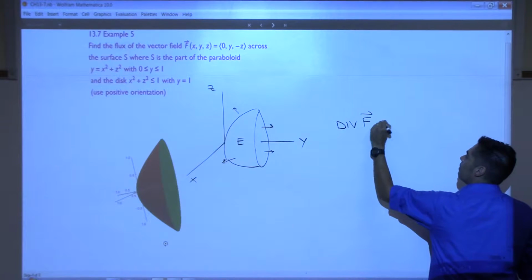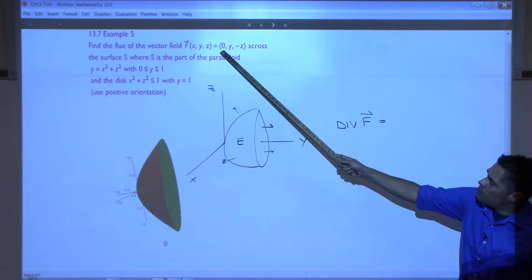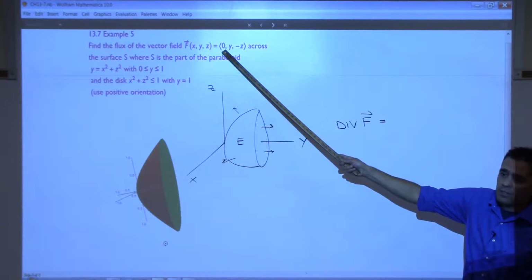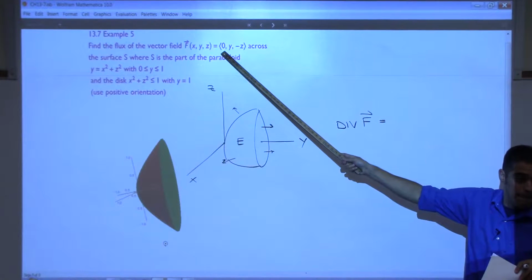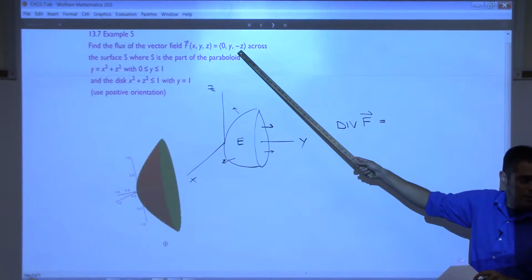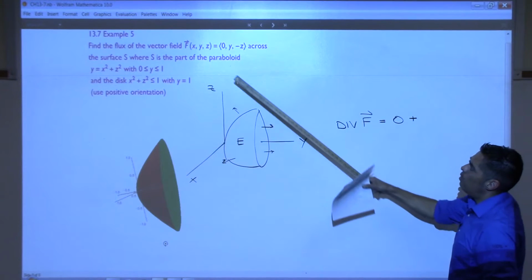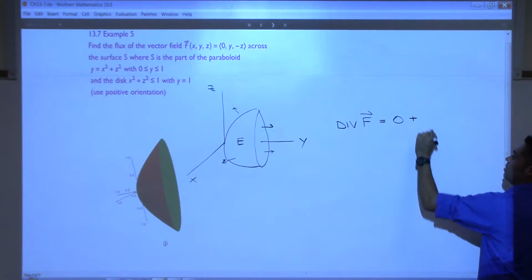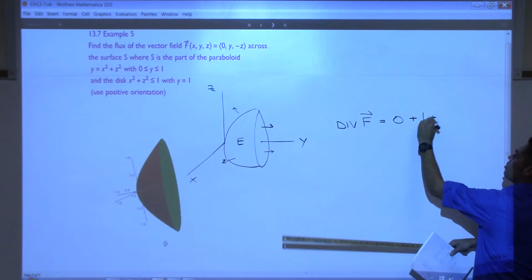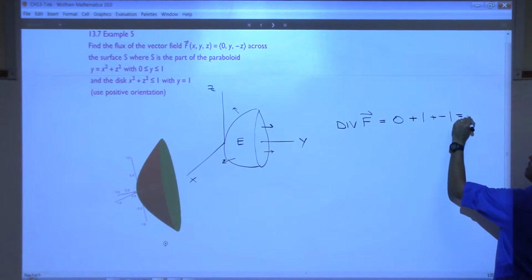What is the div of F? Do you remember how to do div? You take the partial of the first component function with respect to x, plus the partial of the second component with respect to y, plus the partial of the third component with respect to z, and you add them all up. So I would get 0, plus the partial of y with respect to y, which is 1, plus the partial of negative z with respect to z, which is -1, and this would be 0.